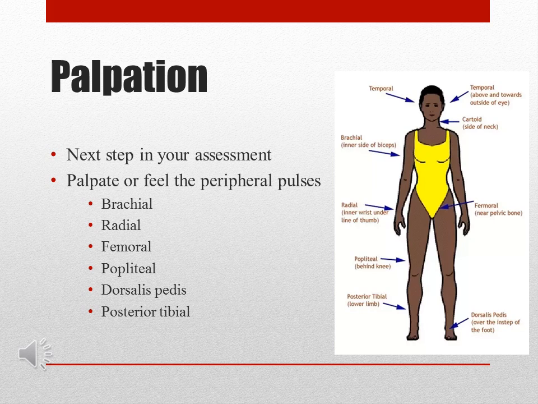The next step in your cardiac assessment is palpation. Palpate or feel the peripheral pulses. The peripheral pulses include brachial, radial, femoral, popliteal, dorsalis pedis, and posterior tibial. They should feel similar bilaterally, and you should be feeling for these pulses at the same time. You should also note the amplitude of the pulses. Are they strong or are they weak and thready?